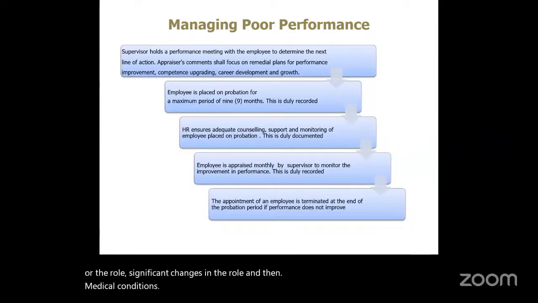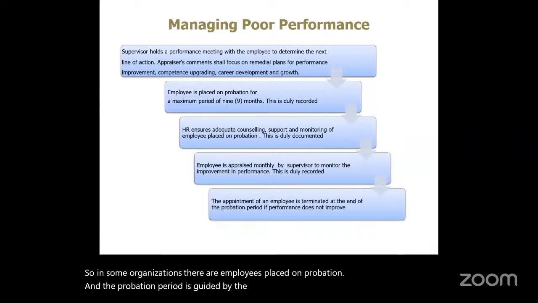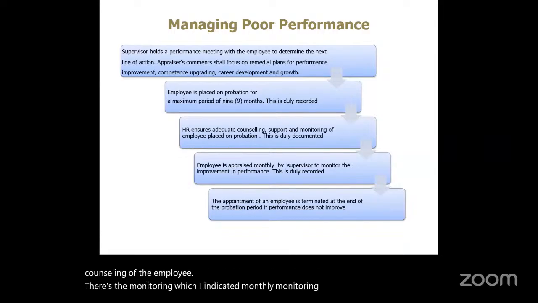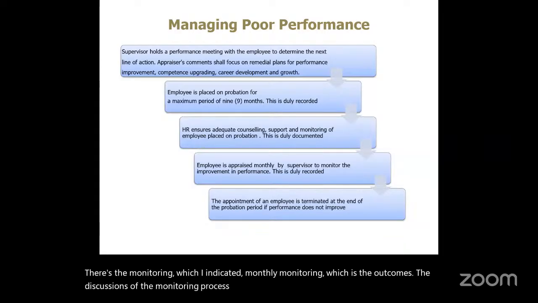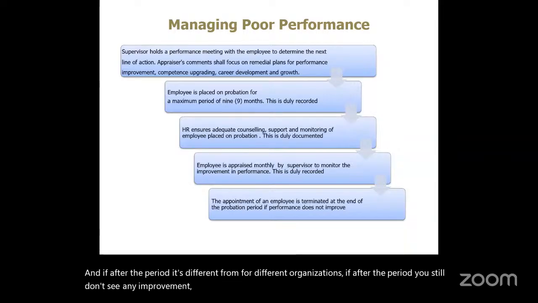In some organizations, the employee is placed on probation, and the probation period is guided by the 4 steps that I shared. There's also constant counseling of the employee. There's the monthly monitoring, and the outcomes and discussions of the monitoring process are documented. If after the period, which is different for different organizations, you still don't see any improvement, the employee can be terminated.